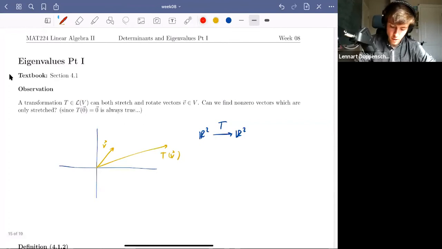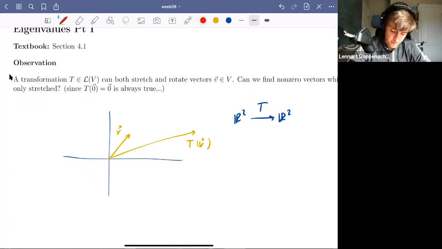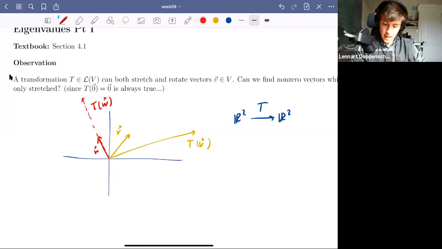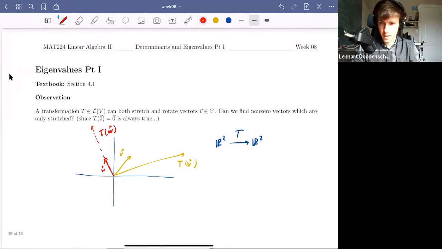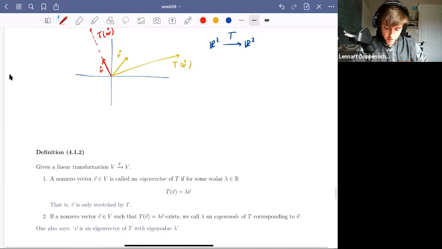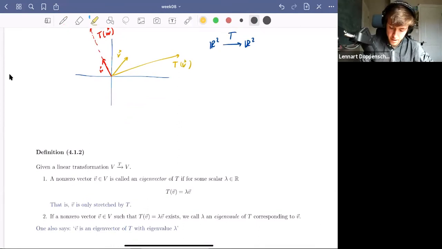What would be nice though is if we had a vector w that is not rotated. So the direction is the same, only the magnitude changes. So this would be now T of w. And for those kinds of vectors, it's not guaranteed that they exist, and it's not trivial how to find them. But the first definition of an eigenvector is precisely concerning those kinds of vectors.